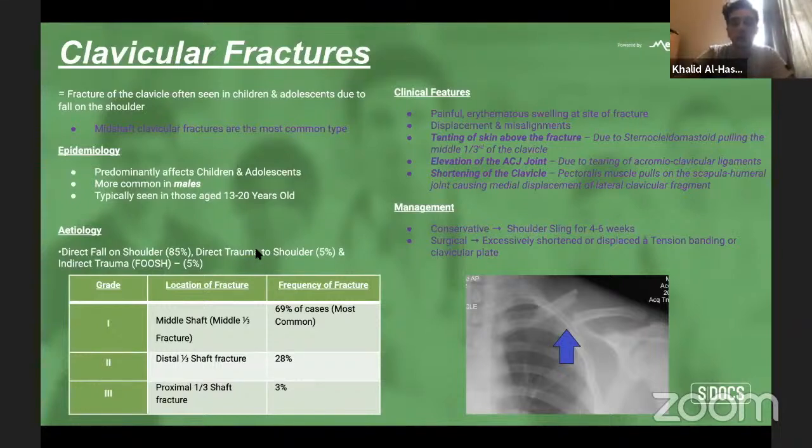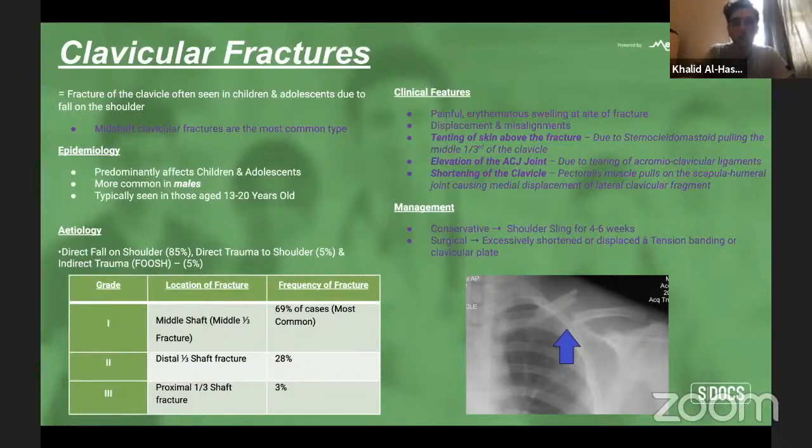So we discussed the clinical features of fractures generally in my last video, and we will be repeating them. The things that I've noted in purple are the most important things that I'd recommend that you take away from this video. It's generally quite obvious that you would expect the clavicle to be painful with some erythematous swelling at the site of the fracture.